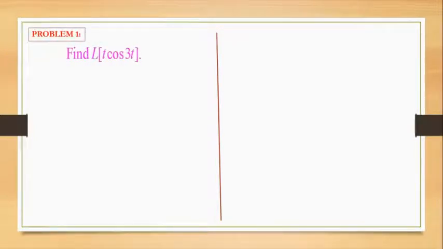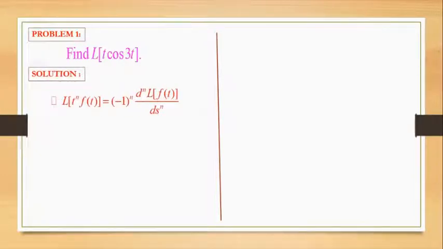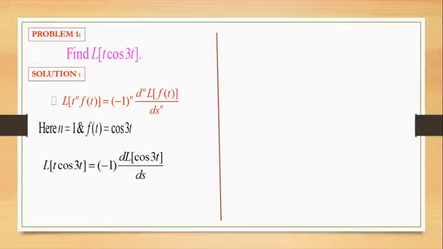Let us find out what is Laplace of t cos 3t. So here we observe that it is in the form of f of t multiplied with t. So the rule of multiplication could be applied, which is Laplace of t power n f of t is equal to minus 1 the whole power n d power n divided by ds power n Laplace of f of t. So here n is equal to 1 and f of t is equal to cos 3t. So Laplace of t cos 3t is equal to minus 1 d by ds Laplace of cos 3t.